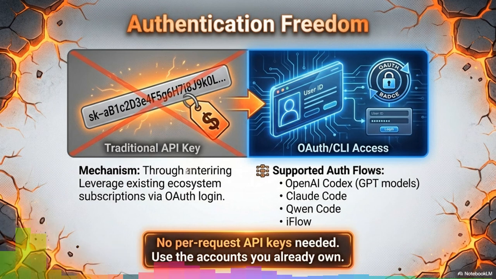Yeah, that is the aha moment for most developers. Typically, if you want to use a model like Gemini via an API to build an app or power some sort of plugin, you pay per token.